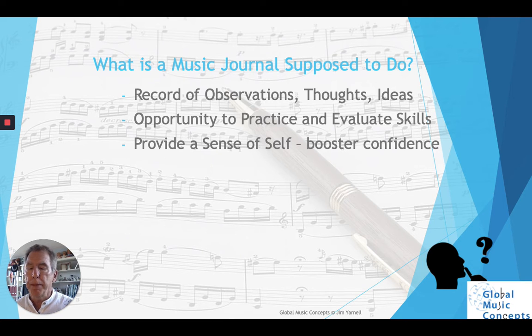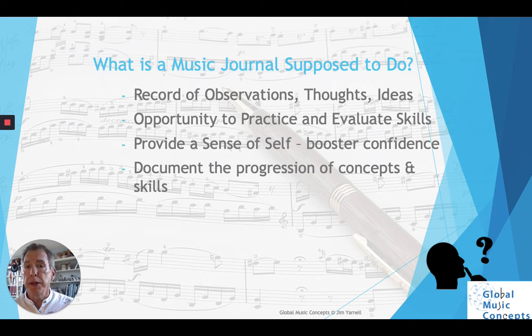One thing we found out about journals in our investigation of journals is that it provides a self-booster and confidence, a sense of ownership. This is my work. This is what I did. This is who I am. It's a document of the progression of concepts and skills, not necessarily an end result, but a documentation we can easily refer back to and look for inspiration, look for questions about the progression and the process of attaining skills and knowledge, in this case, music.